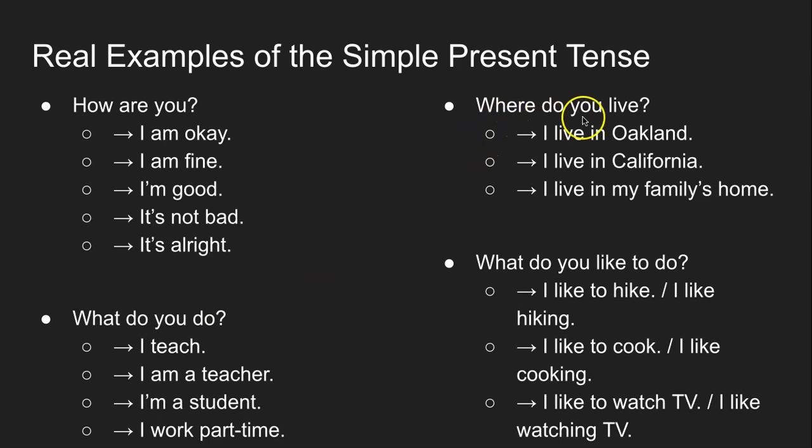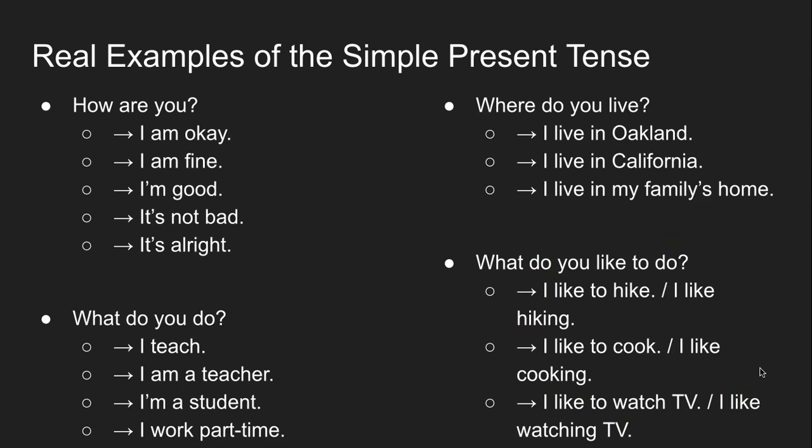In this question, "Where do you live?" I also use the simple present tense to talk about truths. And in this question, "What do you like to do?" I like to hike, I like hiking, I like to cook, I like cooking, I like to watch TV, I like watching TV. Here, I'm giving you answers for my emotions, what I like.